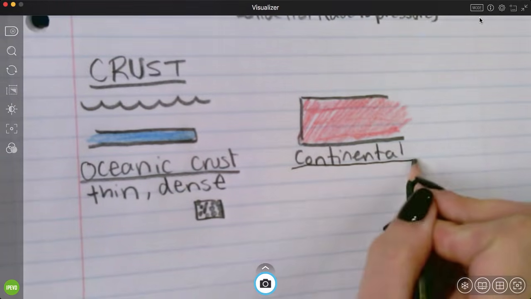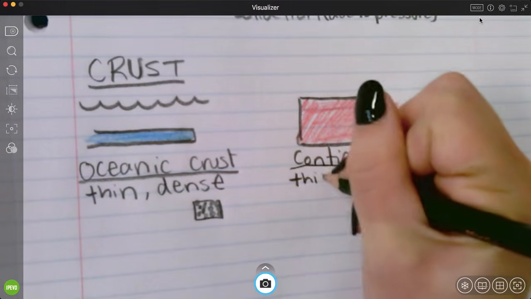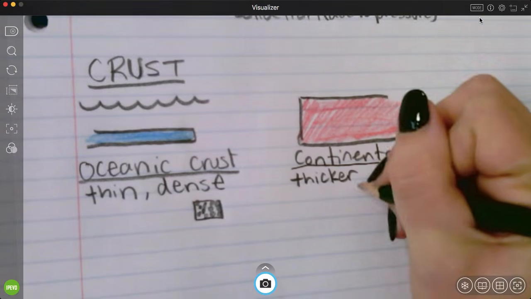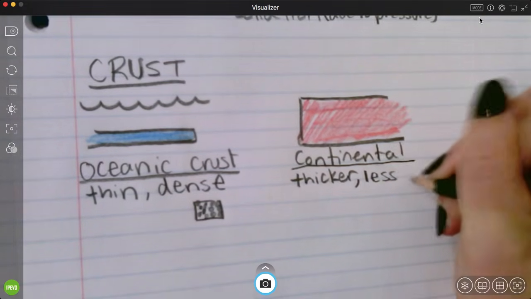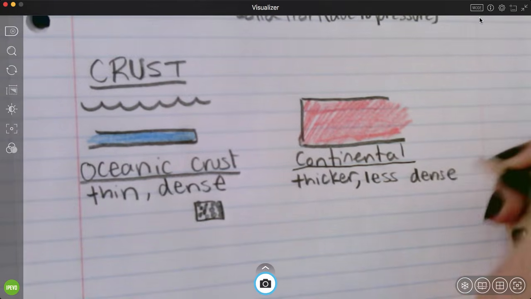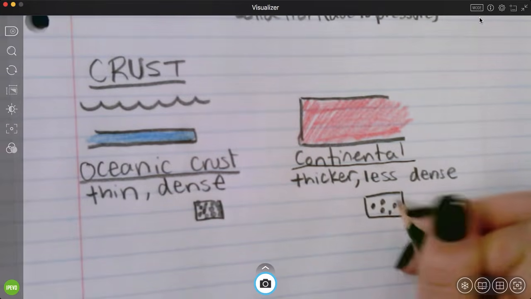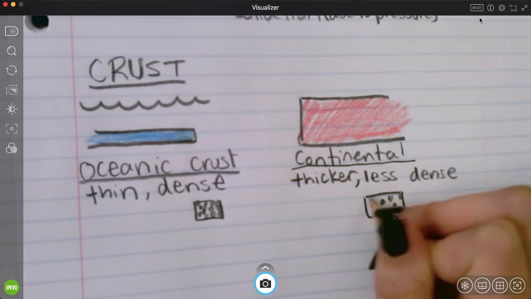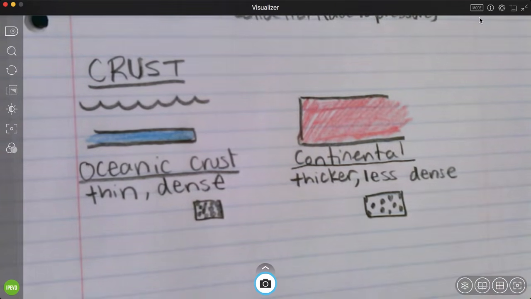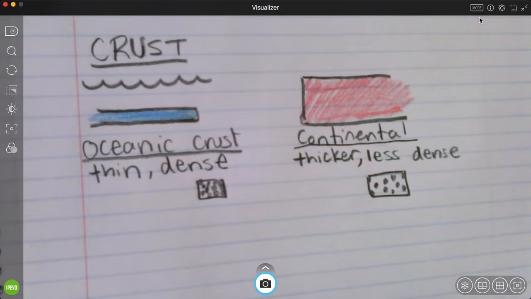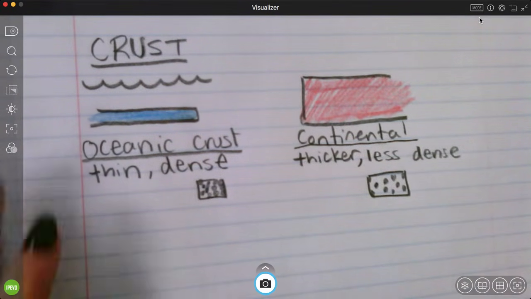Continental crust, the main difference is this is far thicker. This is why continents rise up out of oceans. But even though it's thicker, it's less dense. So it's not as heavy. Imagine like a marshmallow or a pillow. It takes up a lot of space, but it doesn't weigh a whole lot. That's kind of what continental crust is like. Alright, now that we know our crust, we can now talk about what happens when pieces of crust come together.